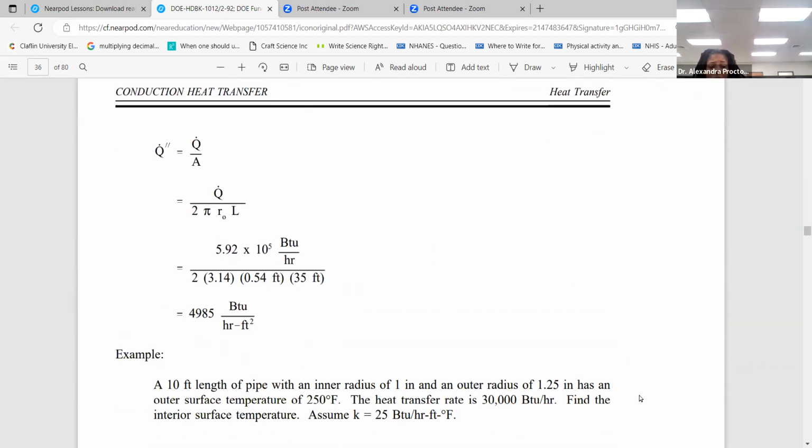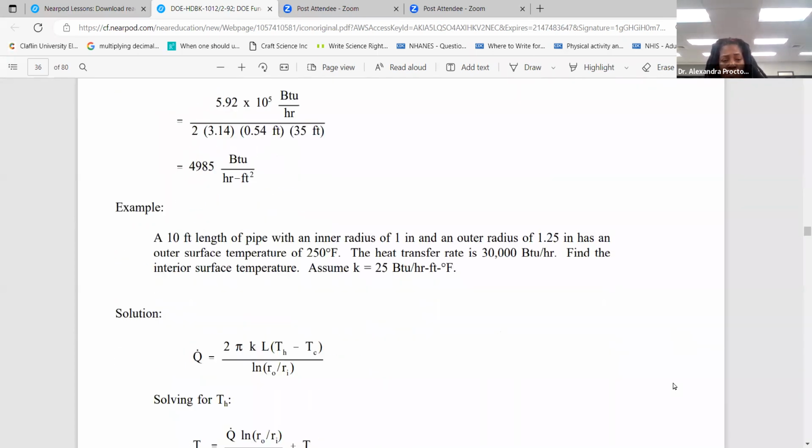And then Q over A: they substitute in for A, so A is equal to 2 pi R outer L. So 5.92 times 10 to the 5th BTU per hour divided by 2 times pi, which is 3.14, times 0.54 feet times 35 feet gives you a Q over A of 4,985 BTU per hour foot squared.